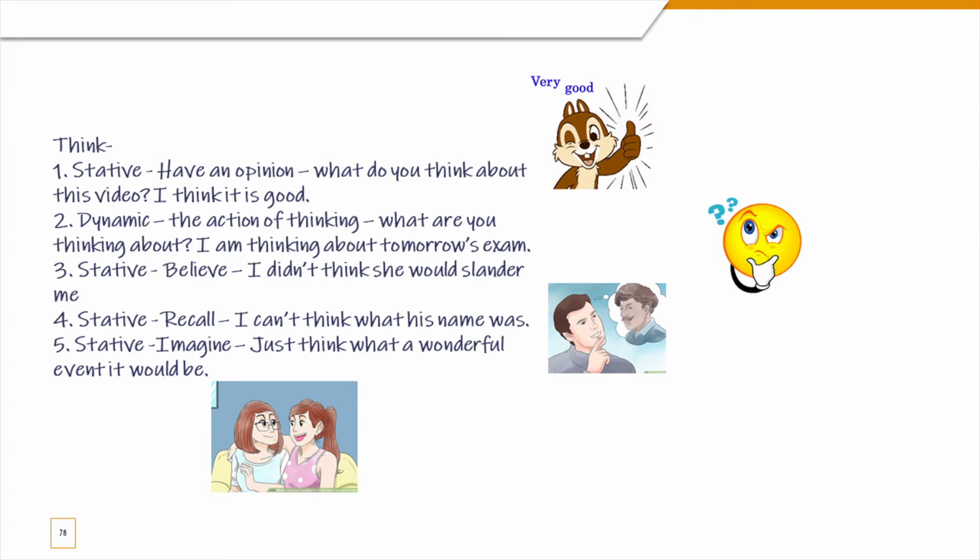Now, stative is also the same as imagine. So just think what a wonderful event it would be. So you're trying to convince someone to attend an event that might be interesting. Or let's think about when friends talk about careers, you are trying to convince your friend to take a particular career. So why don't we think of having a career in science?